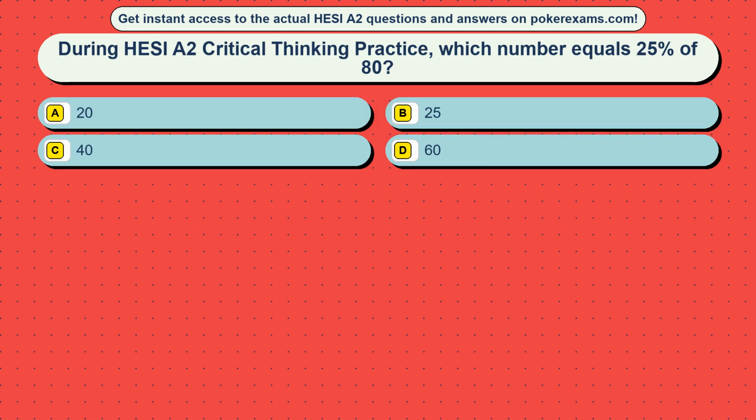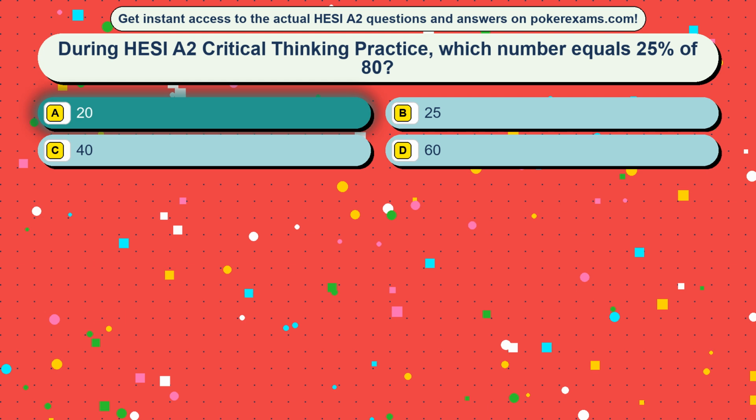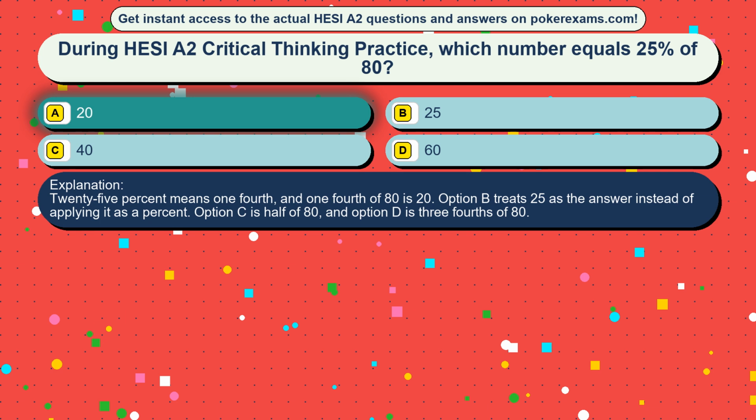Question 41. During HESI A2 critical thinking practice, which number equals 25% of 80? Option A 20, option B 25, option C 40, option D 60. The correct answer is option A, 20. 25% means 1/4, and 1/4 of 80 is 20. Option B treats 25 as the answer instead of applying it as a percent. Option C is half of 80, and option D is 3/4 of 80.